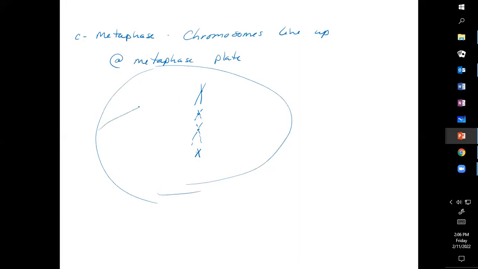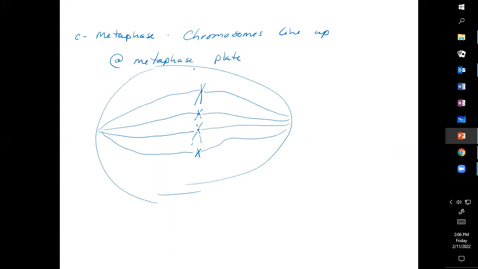They got there due to those cytoskeletal structures called the spindle fibers, which sort of ratchet them to the center of the cell. So here's metaphase. Now in a human cell, there would be 46 of these lined up at the metaphase plate.